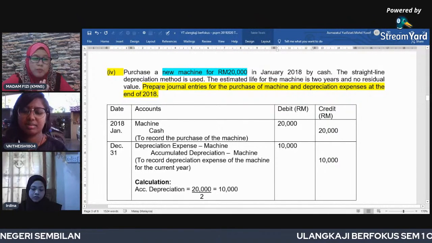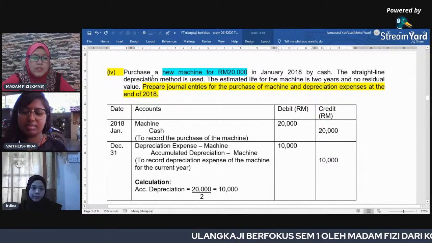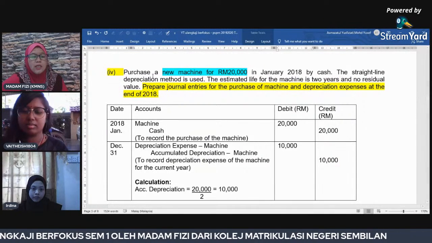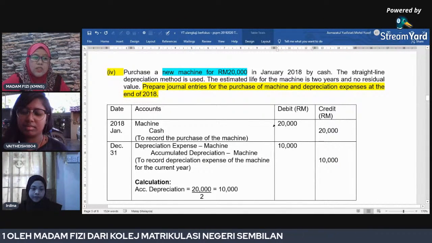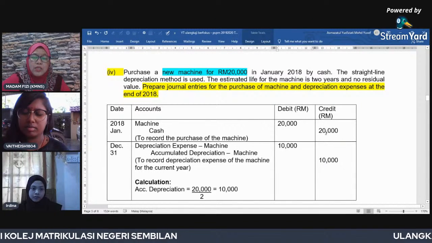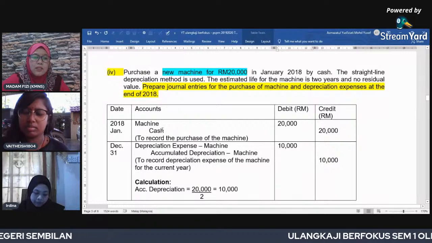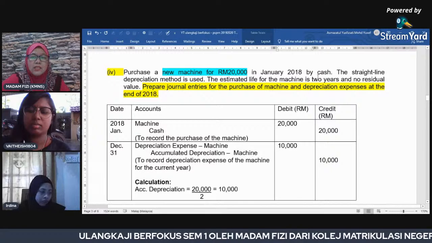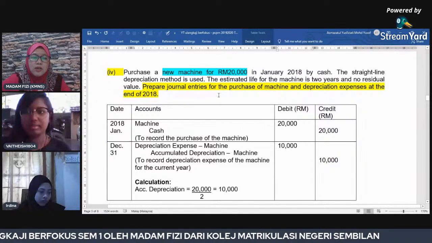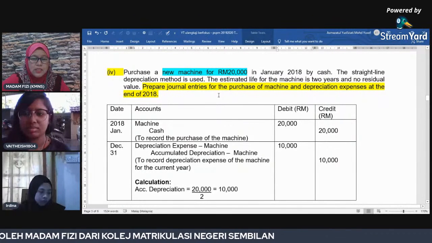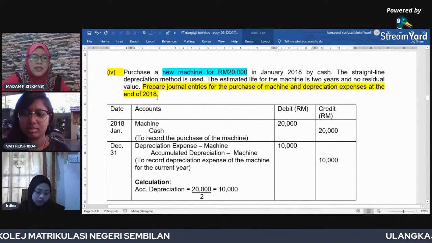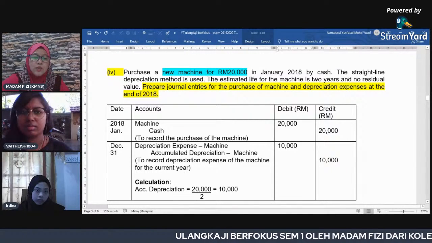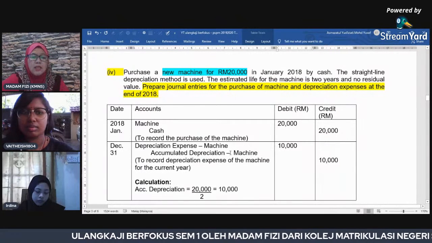Okay, now we want to prepare journal entries. Firstly, we record purchase of new machine. So debit machine 20,000 and credit cash 20,000. Why credit cash? Because it is mentioned in the question by cash. Secondly, we record the depreciation expenses at the end of 2018. So, debit depreciation expenses, credit accumulated depreciation machine 10,000.